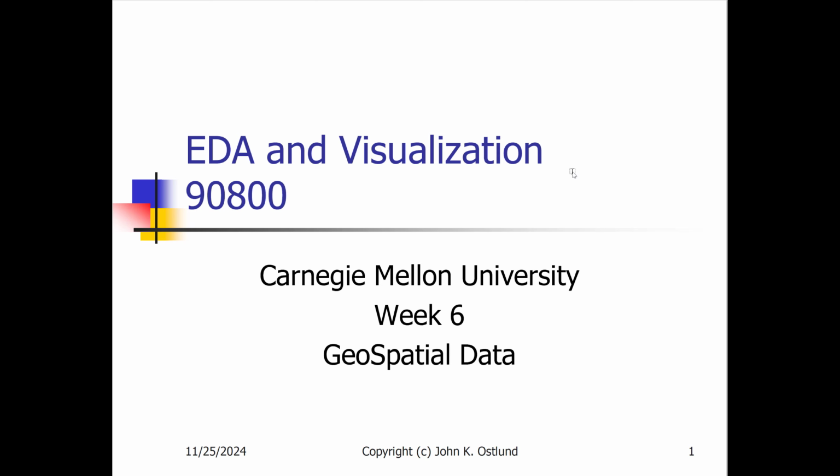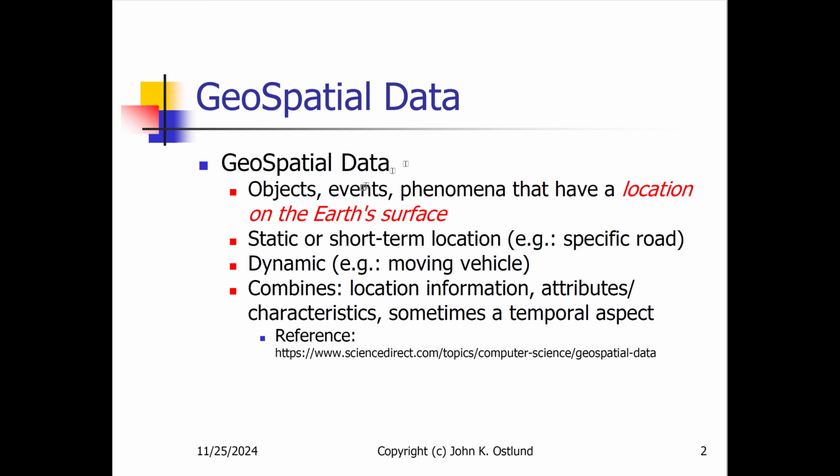All right, welcome to week 6. This week we're going to have a look at geospatial data. Geospatial data keeps track of things that occur at some location on Earth, where the location may be an important piece of information about what's going on.